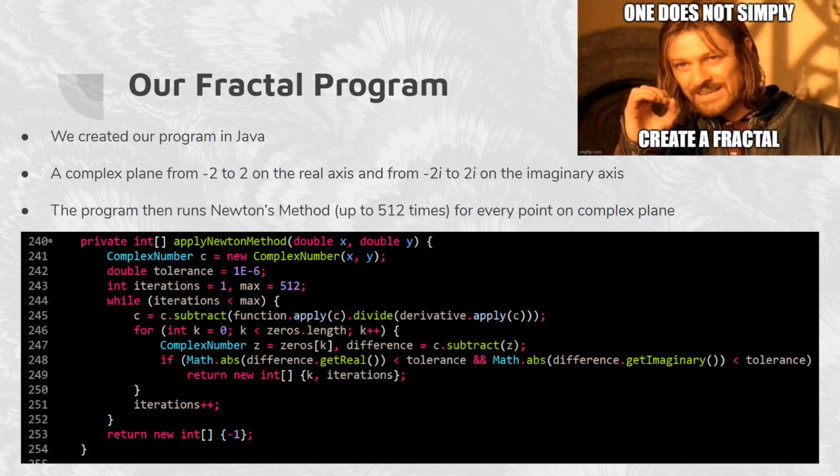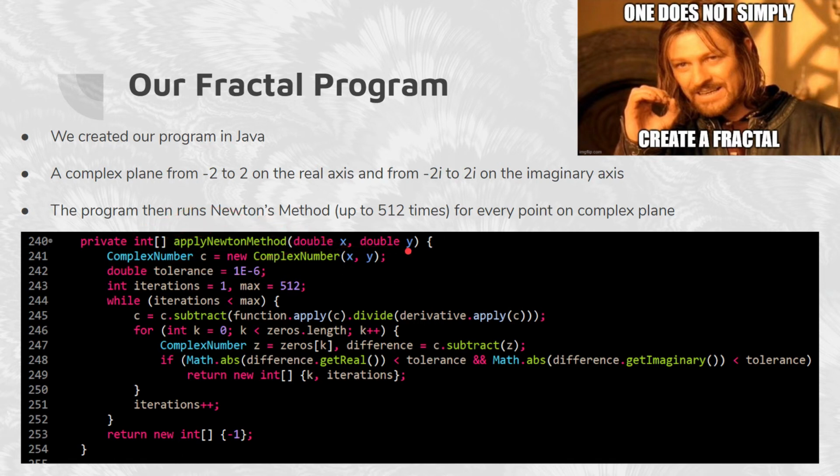We created a program using Java, which is a programming language, and what the program does is it creates a complex plane that goes from -2 to 2 on the real axis and -2i to 2i on the imaginary axis. It's basically the same concept as the xy axis, except one is real numbers and the other is imaginary numbers. And so what the program does is for each point on this plane, it runs Newton's method, which is this, a picture of the function that does that in the program.